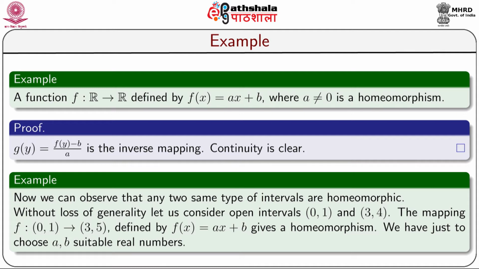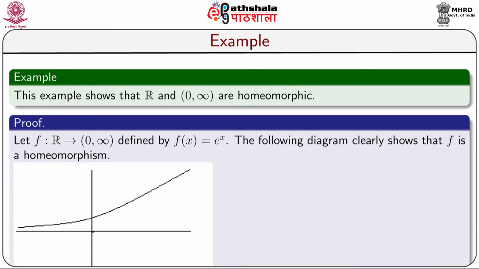Let (0, 1) and (3, 4) be two open intervals. So, we get a homeomorphism between (0, 1) and (3, 5) in the following way. Let us put f(x) = ax + b. Now, we can choose a and b suitably such that (0, 1) maps to the open interval (3, 5) homeomorphically. This example shows that R and (0, ∞) are homeomorphic.